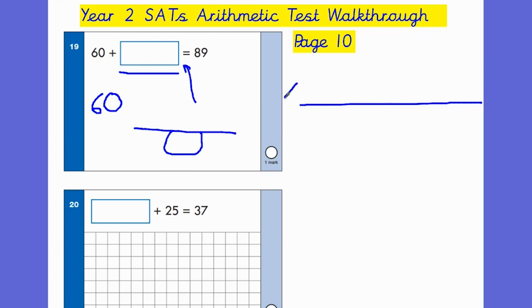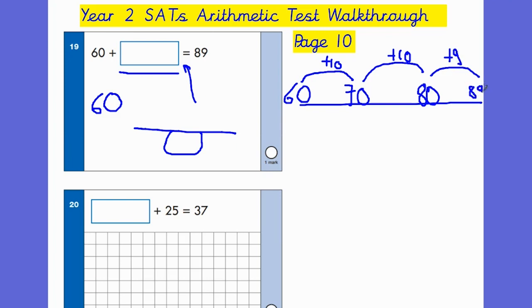So let's just try a different method for this. Let's try counting forward. So we're starting from 60. How do we get to 89? So let's say to the children, well, we could add 10. That makes 70. We could add another 10, which gets me to 80. So I'm almost there. What do I need to add to 80 to get to 89? Well, I only need to add 9 more. Okay, and that will get me to 89.